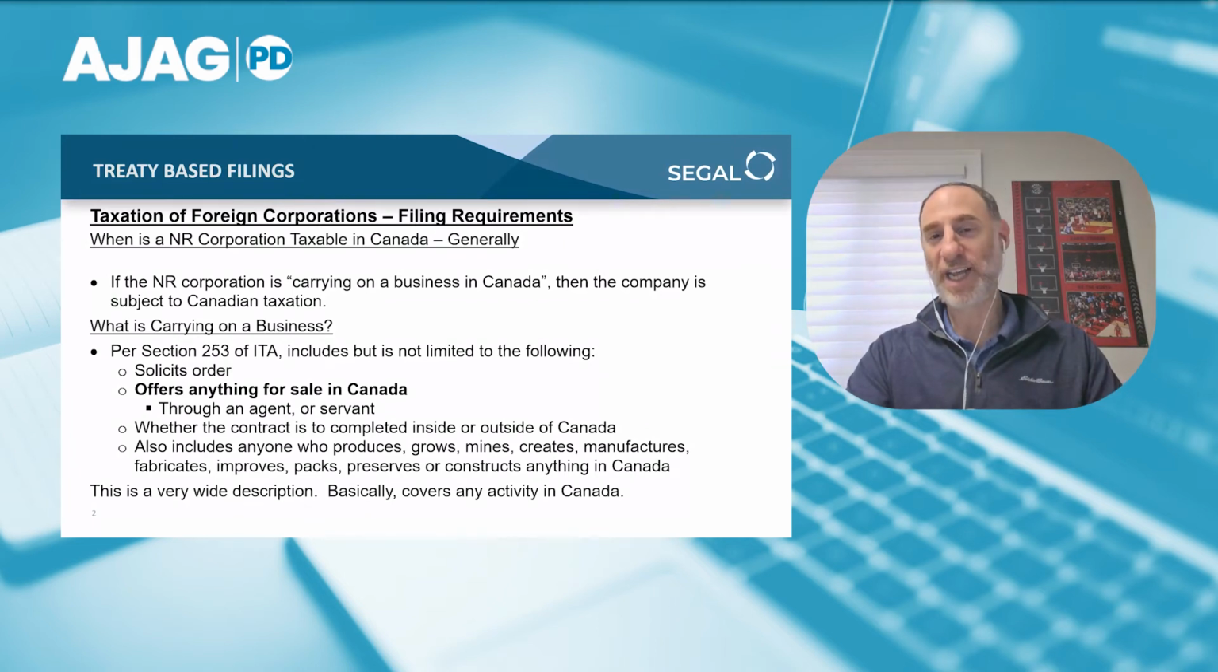So the first thing is a company that solicits orders in Canada. And more importantly, the one that will get most people caught is offers anything for sale in Canada through an agent or a servant. An agent means an arm's length entity. A servant, which is a terrible word, means an employee of some sort. And this applies whether the contract is completed inside or outside of Canada. So dropping off goods in the United States and having them then shipped over to Canada is the same as delivering the goods directly to Canada.